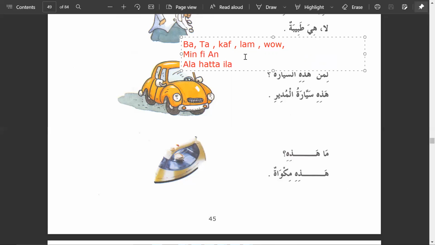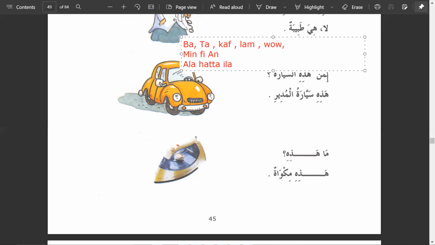Say it with me. Ba, ta, kaf, lam, wow. Min, fi, an, ala, hatta, ila. I think we learned 4 or 5 harf jar in lesson 4, right? I think we only learned 3. No, I think it's 4. Okay, so Alhamdulillah, you know that li is harf jar.